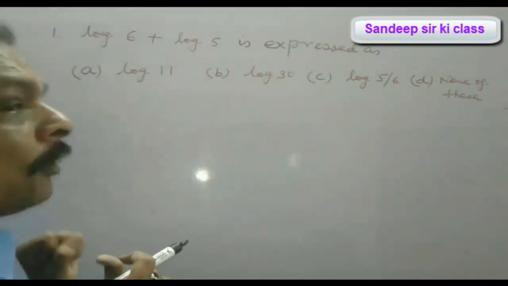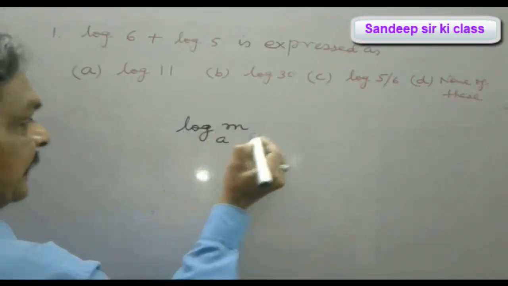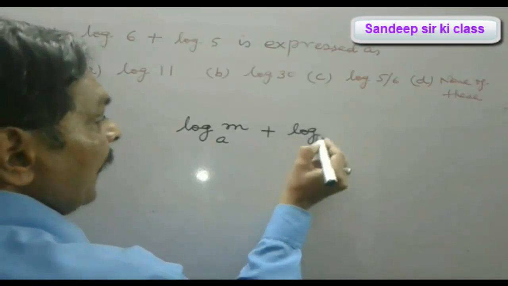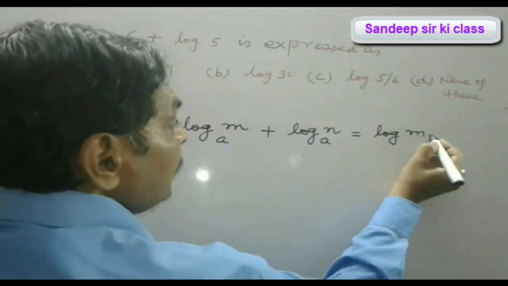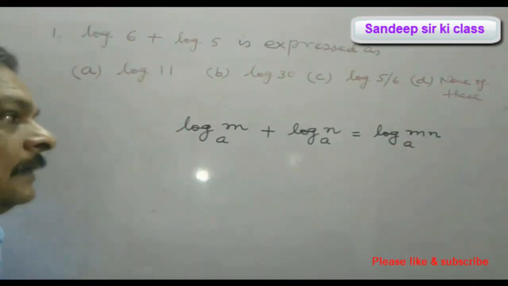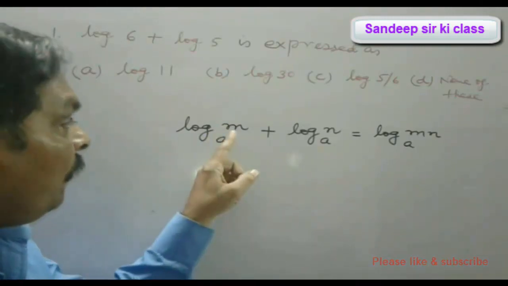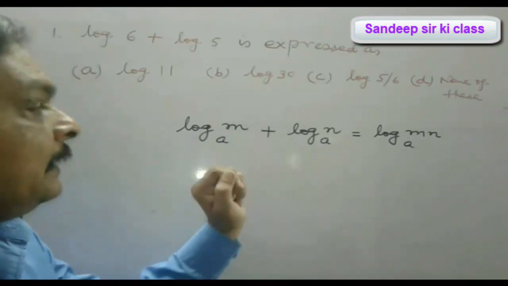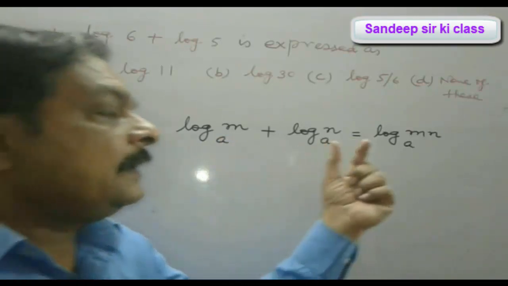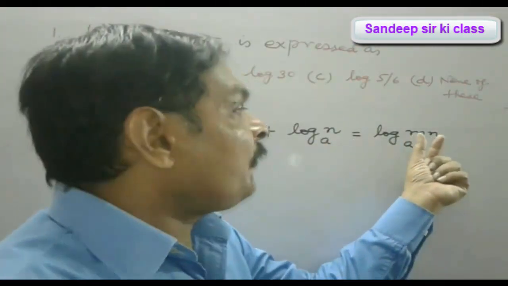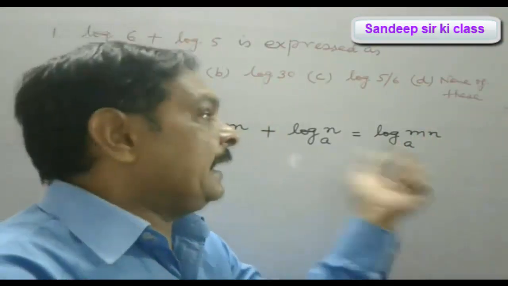Now we have the log property that log of m to the base a plus log of n to the base a is equal to log of m into n to the base a, which states that if we take log of m and n separately with the same base a and add them, then it is equal to log of the product of m and n to the same base, which is a.